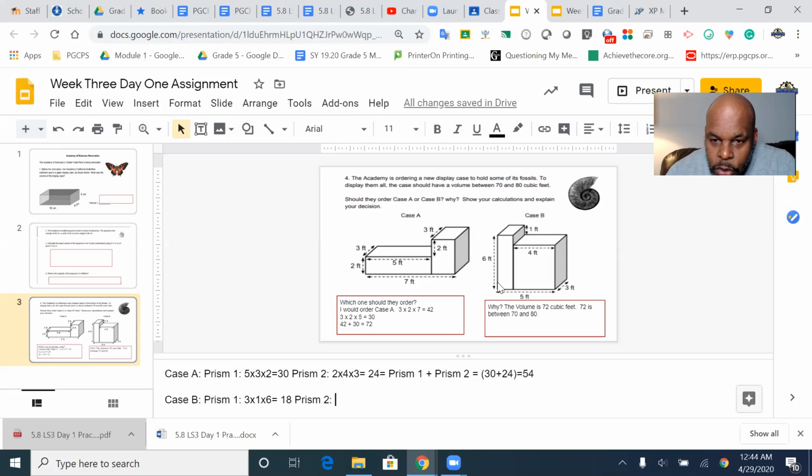All right, Prism 2, we have a length of 5 minus 1, which is 4, times a width of 3, times a height of 6 minus 1, which is 5. So 4 times 3 times 5 is what? 60. So then you have Prism 1 plus Prism 2 equals 18 plus 60 equals 78. Okay?